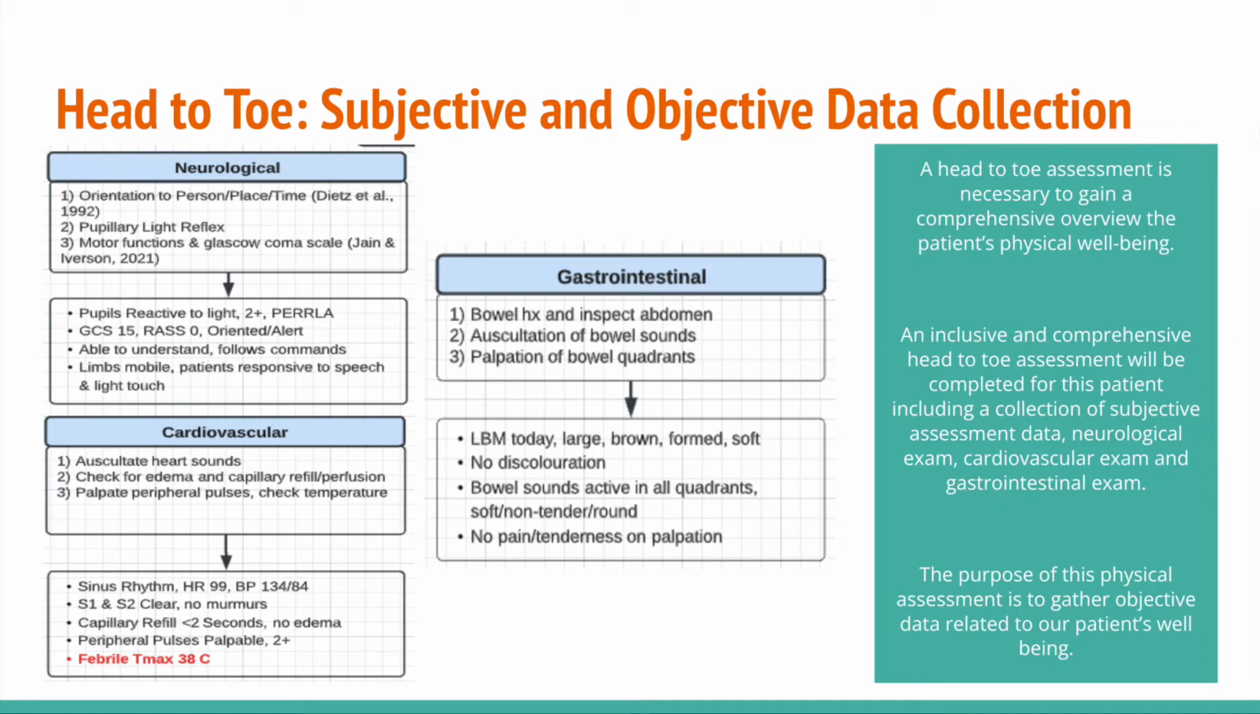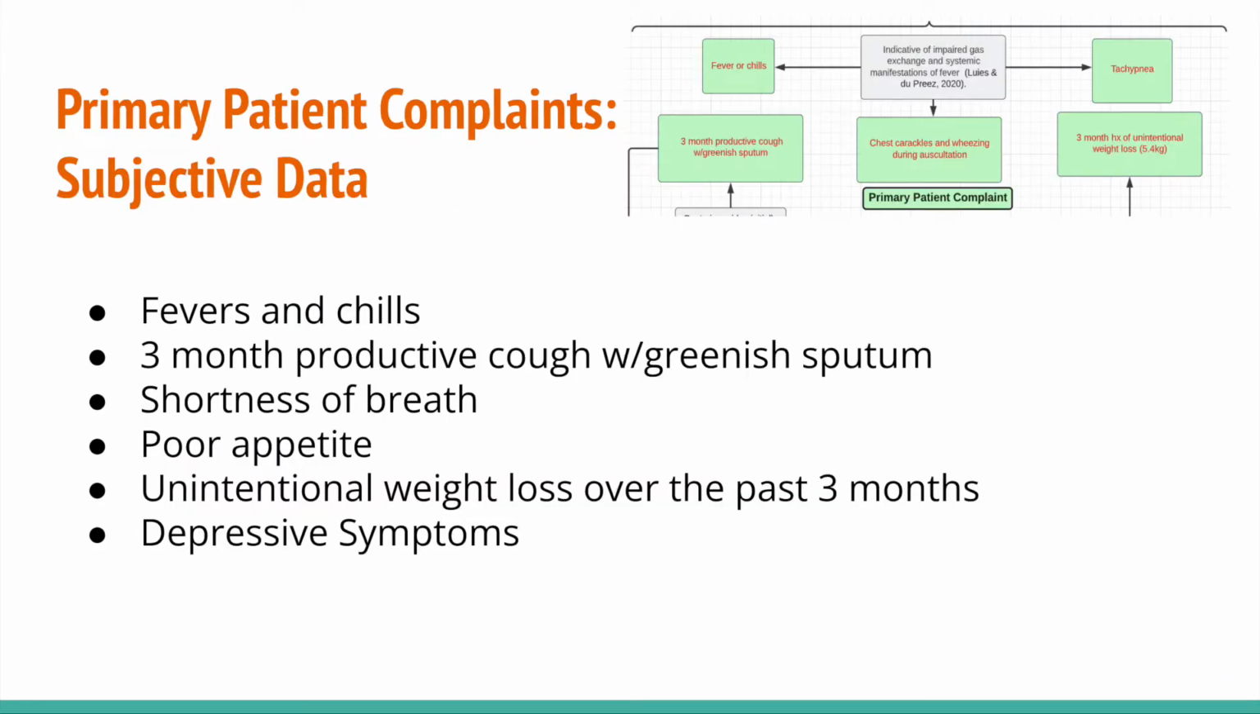These pieces of objective data are underlined by the subjective data, or the patient complaints. The patient reports fevers and chills, a 3-month history of productive cough, greenish sputum, and unintentional weight loss. These are underlined by a shortness of breath, poor appetite, and depressive symptoms.